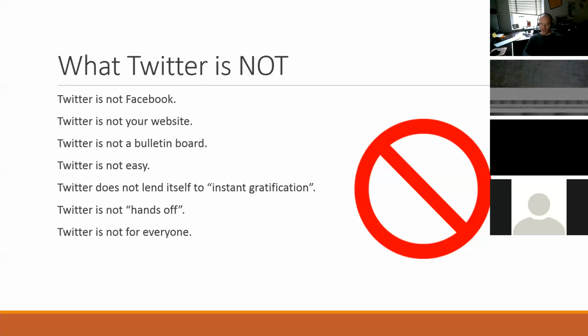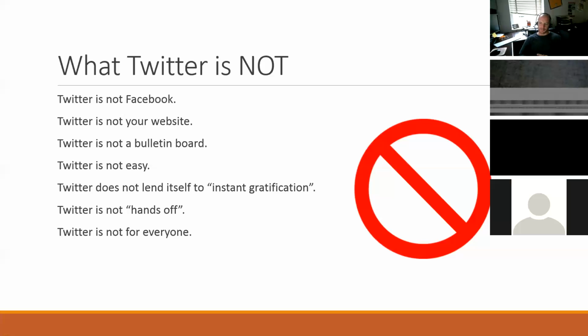Now, you can use that 140 characters that Twitter is going to allow you to tease or throw a clever phrase out there that would spark interest and make people want to go look at your website to get more information. But it's not going to take the place, and it's not meant to take the place of your website. It's meant to work in correlation with your website. Twitter's not a bulletin board.